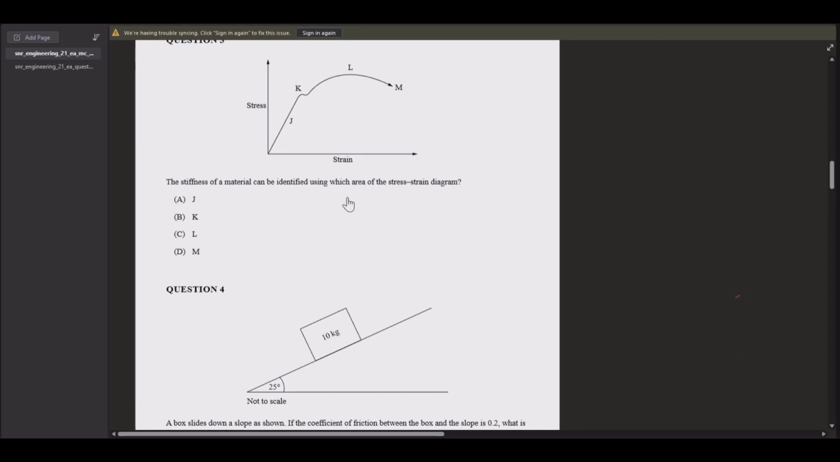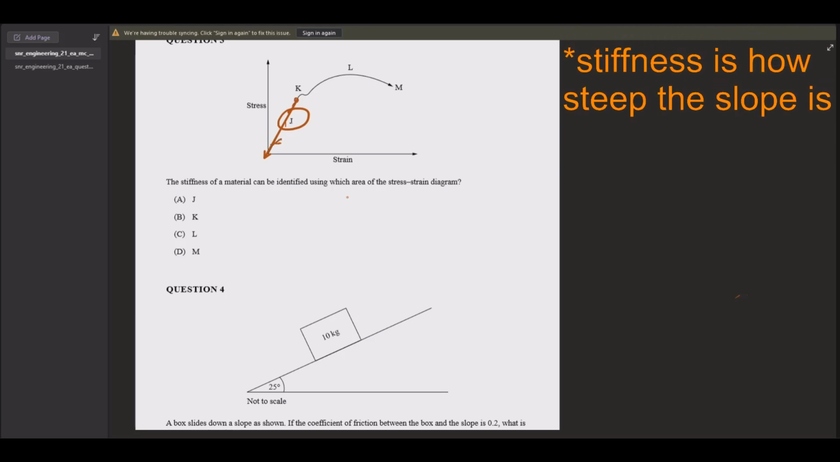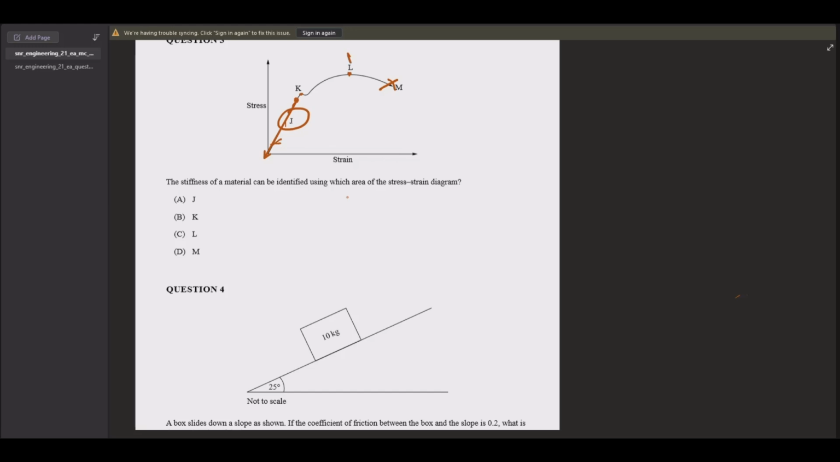Question 3. Stress-strain graph. Stiffness of a material. That's J, because the stiffness of the material is essentially the length of the proportional area. It's the proportional limit up there. You've got the yield there, ultimate tensile strength, fracture point. But remember that the point between the UTS and yield is strain hardening.